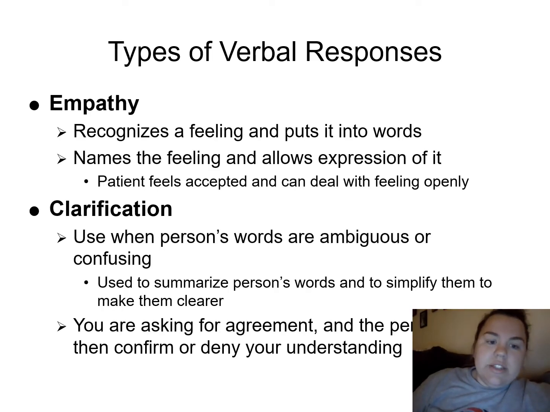Types of verbal responses. So there's empathy. Like we talked about, do we say I'm sorry? One kind of says that we're taking the blame. Now, if there's an instance that, yeah, I'm going to have to say sorry because I did do something wrong, I'm going to say sorry. But we need to be empathetic. We need to acknowledge their feelings. We need to make sure the patient feels accepted. And it allows expression of how they feel.